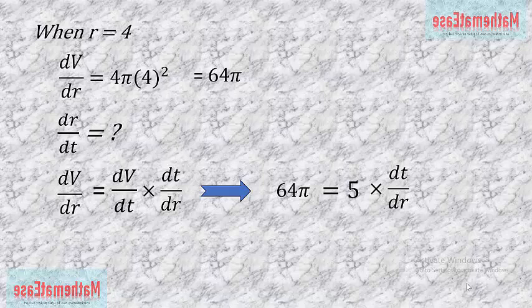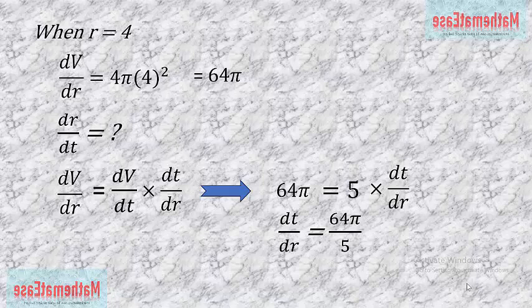So when you have the formula, I used division the other time. So when we change this, we change dr/dt to dt/dr. So in this place, dt/dr, we will get it from this equation. So our dt/dr here is equal to 64π all over 5.